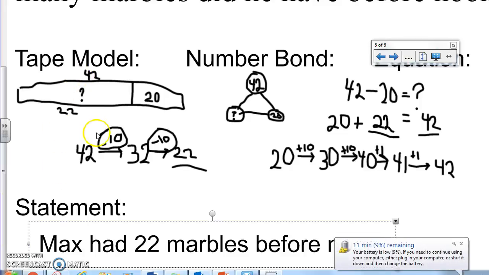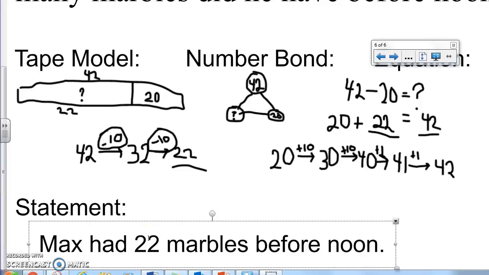Once you have your tape model, your number bond, one of these equations, and one way that you solve that equation, lastly your statement, you may move on to the next thing that's on your playlist.